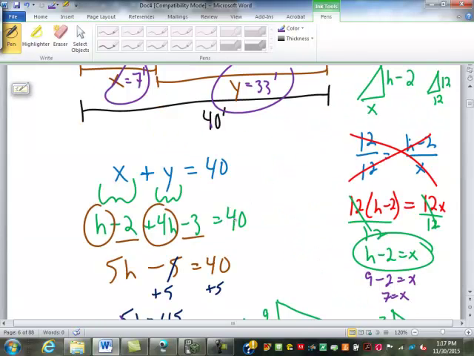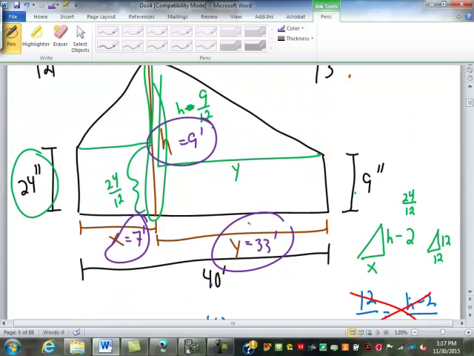Did anybody have all 3 of those pieces correct? A couple of you. Cool.